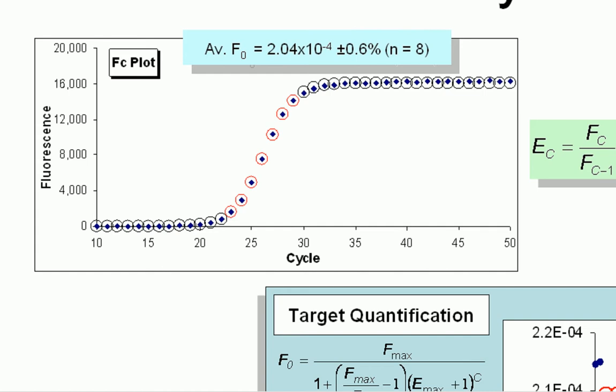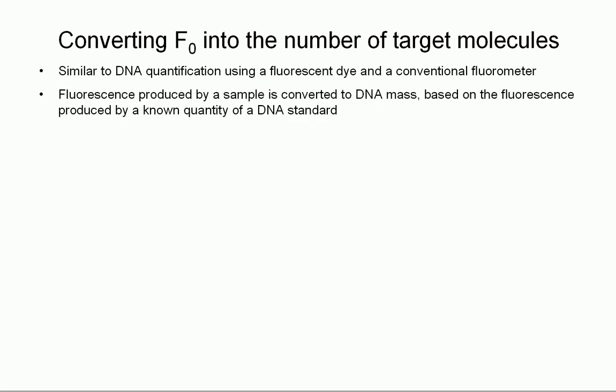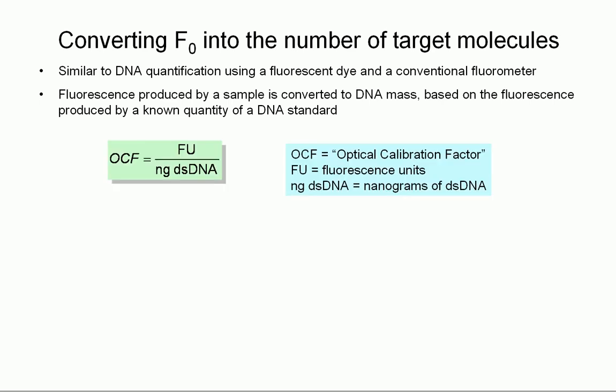The next step in the development of LRE was to determine whether an average F0 value could be reliably converted into the number of target molecules. Anyone familiar with DNA quantification using a conventional fluorescence assay would be familiar with the approach used by LRE. That is, converting the fluorescence intensity generated by a sample into DNA mass based on the fluorescence generated by a quantitative standard, such as lambda genomic DNA.